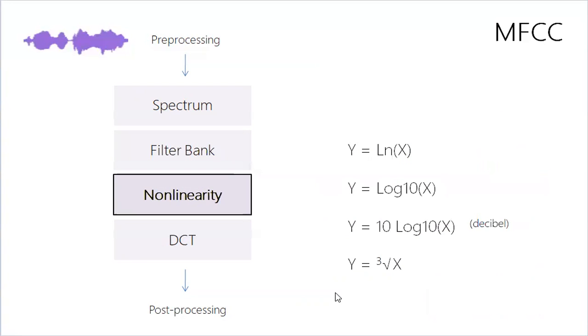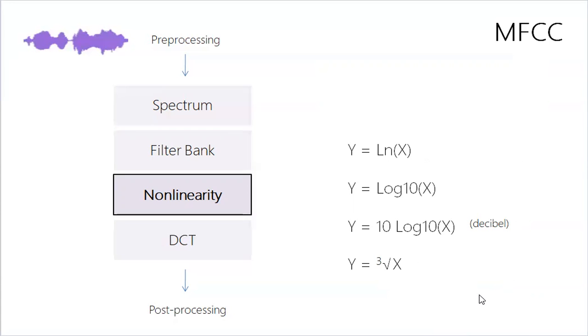Then we apply the nonlinearity. And usually it's a logarithm operation, but the logarithm can be different. It can be the natural logarithm, it can be logarithm base 10. In librosa, the decibel formula is used for some reason, i.e. 10 times log10 x. And in some papers, cubic root is suggested, but it's quite rarely used. Usually it's a natural logarithm or a decibel operation like in librosa.